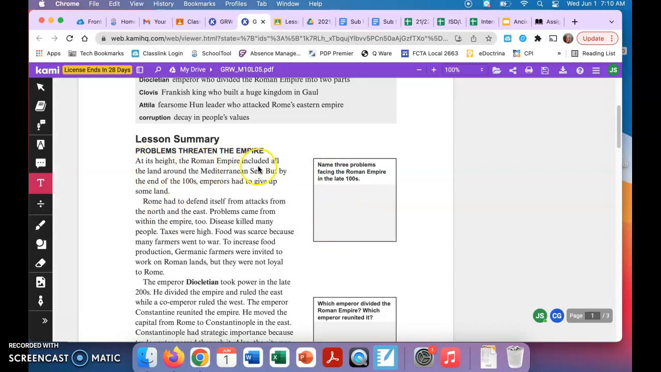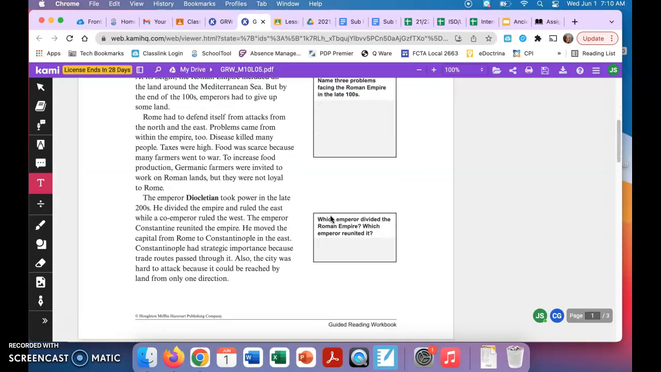At its height, the Roman Empire included all the land around the Mediterranean Sea. But by the end of the 100s, emperors had to give up some land. Rome had to defend itself from attacks from the north and the east. Problems came from within the empire, too. Disease killed many people. Taxes were high. Food was scarce because many farmers went to war. To increase food production, Germanic farmers were invited to work on Roman lands, but they were not loyal to Rome. Again, you want to name 3 problems that the Roman Empire faced in the late 100s.